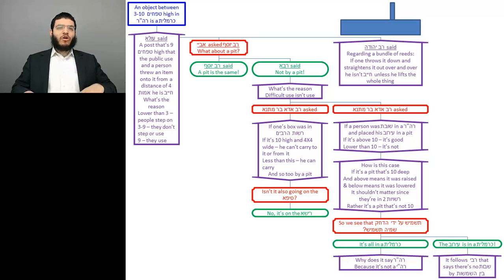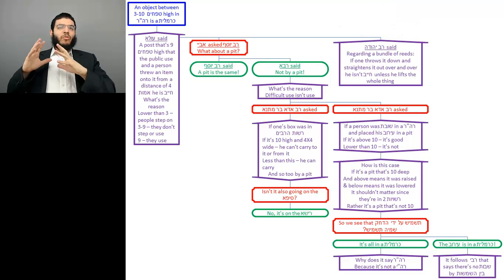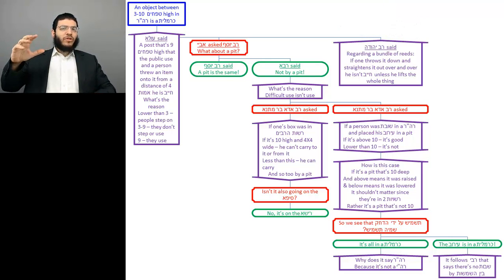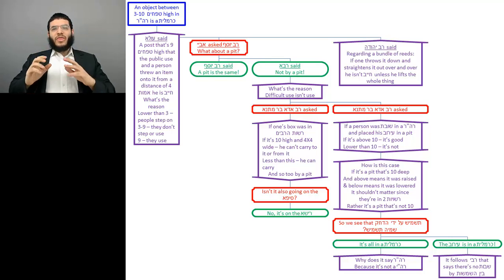So just to summarize the Gemara, we began with a teaching from Ula about an amud, a post in the Rosh Hashanah that's 9 tefachim high and 4 tefachim by 4 tefachim wide. Ula said that since the public use it, it's not considered separate from the public area. It's considered part of the public area. It's considered a Rosh Hashanah. And then we moved on to 2 things related to this. First, the question about a pit that's 9 tefachim deep. We had a machlokes there. Rav Yosef said that it's considered the same as the post. It is part of the Rosh Hashanah, and Rava said it's not.